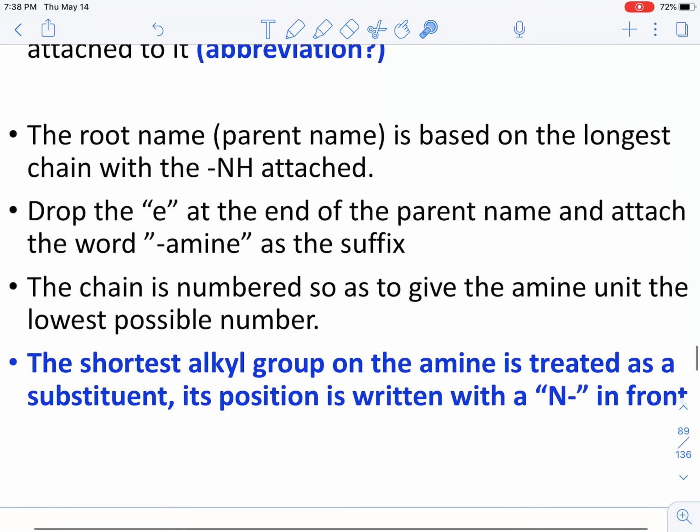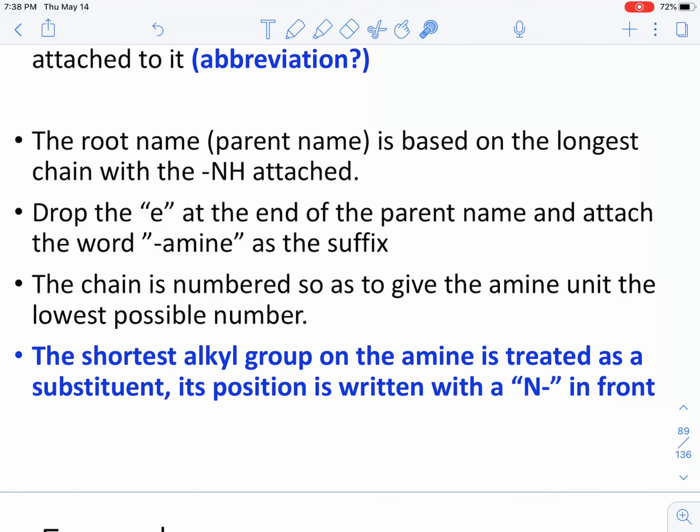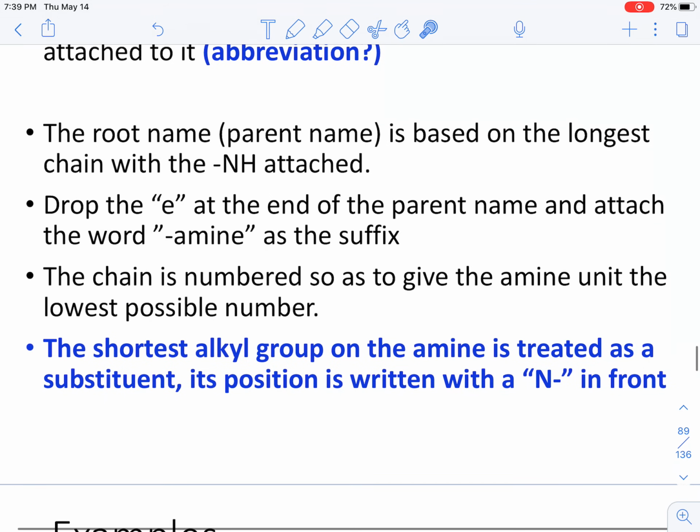We're also going to number our carbons so as to give the secondary amine the lowest possible carbon number. All three of these rules are something that we've seen for primary amines, and that much hasn't changed. However, it is this last rule that will differentiate how to name primary amines from secondary amines. And we will see this rule again for tertiary amines.